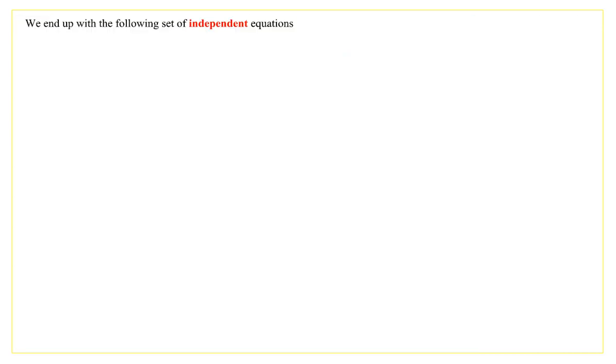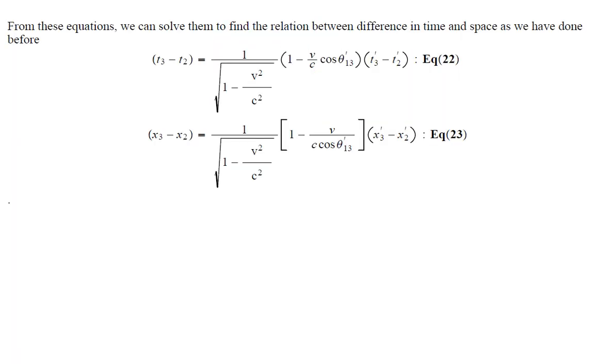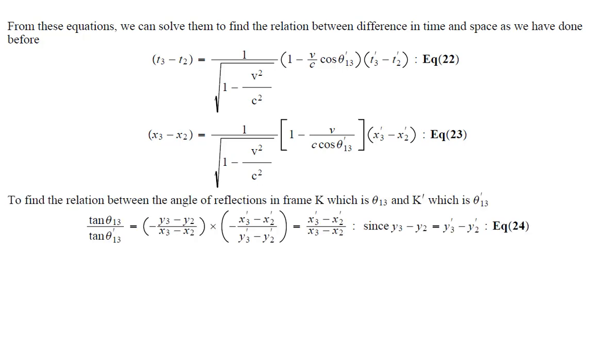We end up with the following set of independent equations. We can solve them to obtain the relation between the angle of reflection for observer K and K'. From these equations, we can solve them to find the relation between difference in time and space as we have done before. To find the relation between the angle of reflections in frame K, which is θ13, and K', which is θ13', we divide tangent θ13 over tangent θ13'.